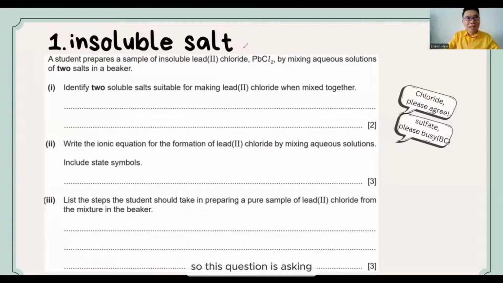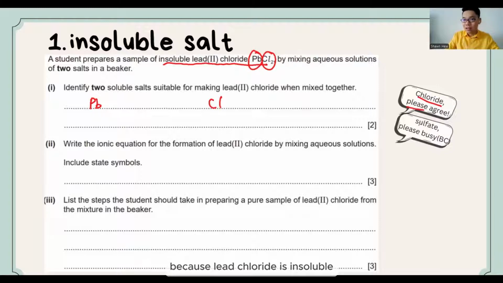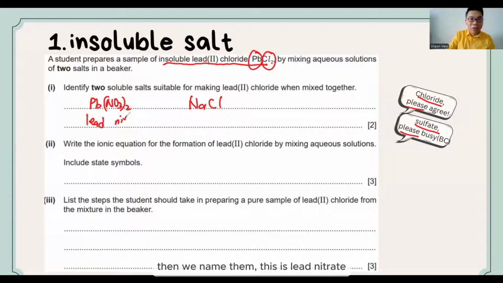So this question is asking, preparing an insoluble lead chloride by mixing two aqueous solution salts, to identify the two soluble salts. So we need to form these two, meaning that we must have some Pb and some chloride that is soluble. Lead chloride is insoluble, lead sulfate is also insoluble. But we know nitrates, all of them are soluble, so we just choose nitrate. And then which chloride is soluble? Let's say sodium chloride. Then we name them. This is lead nitrate. This is sodium chloride.